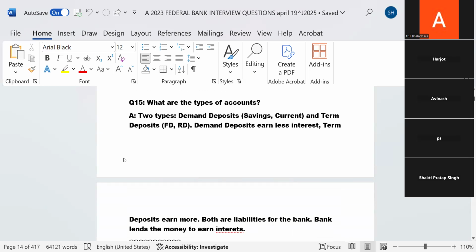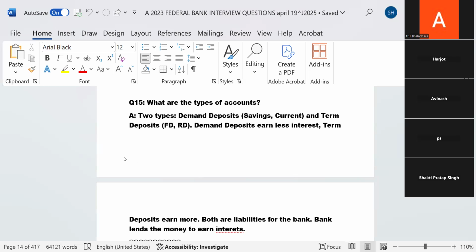15. What are the types of accounts? Please read this. There are two types: demand deposits (savings, current) and term deposits (FD, RD). Demand deposits earn less interest. Term deposits earn more. Both are liabilities for the bank. The bank lends the money to earn interest. Actually, non-commerce students will understand: liability means what the company owes others. Assets means what the company owns.